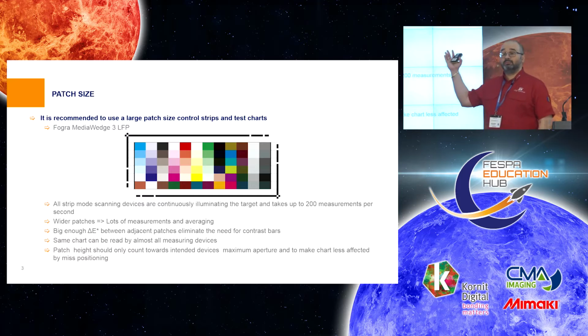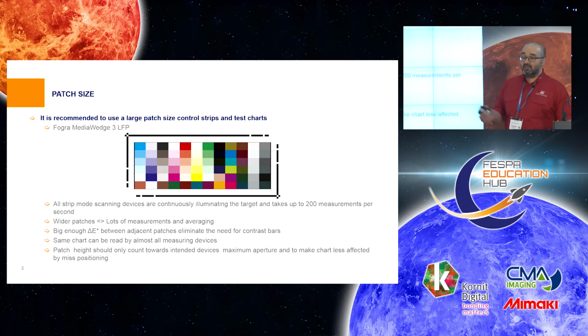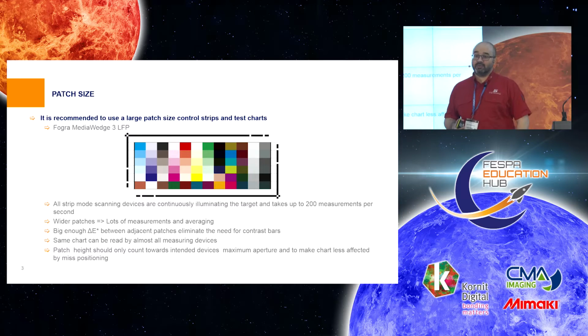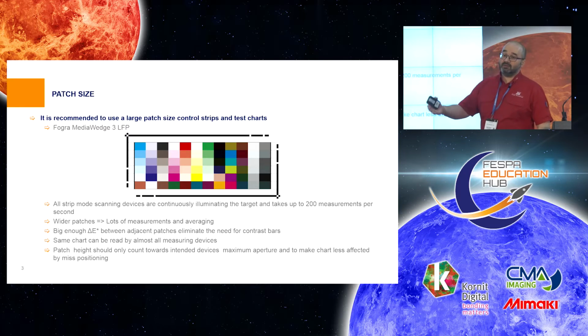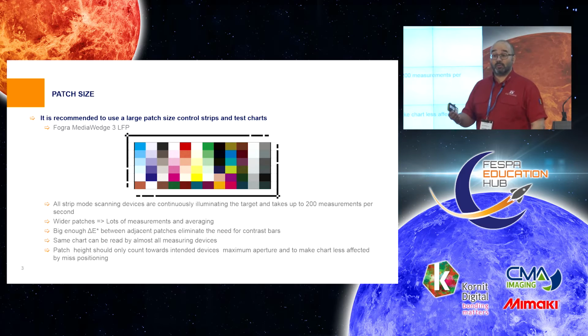That's why we need wider patch sizes. A good example is the Fogra media wedge for LFP, which has a 19 millimeter patch width. This control strip is made in such a way that you can read it with basically any device available on the market for graphic technology. It's using this concept of continuously illuminating scanning devices that take many hundreds of measurements per second. Wider patches mean that we have a lot of averaging, so the quality of our measurement is improving a lot.